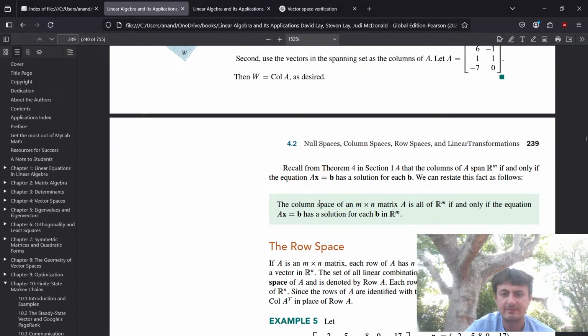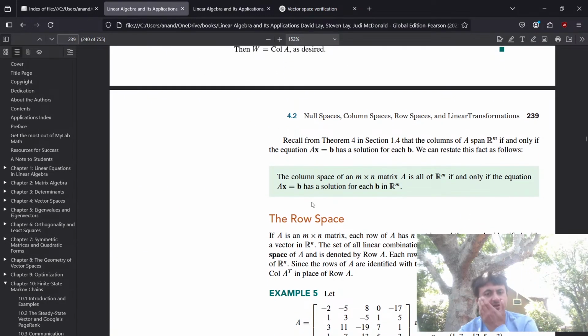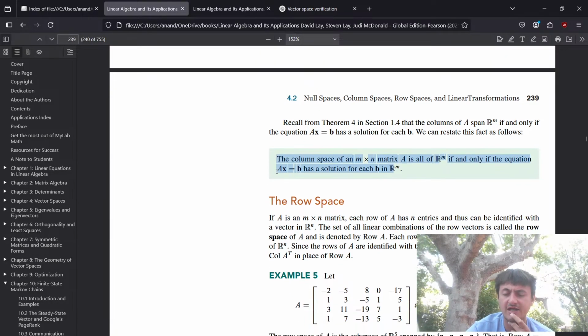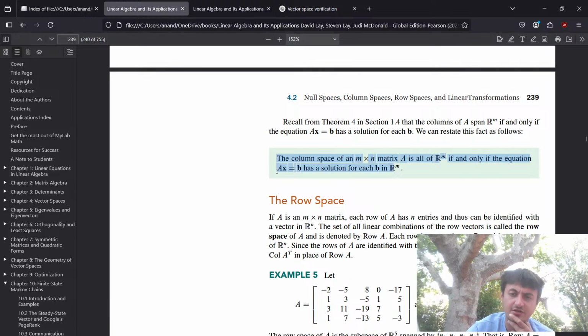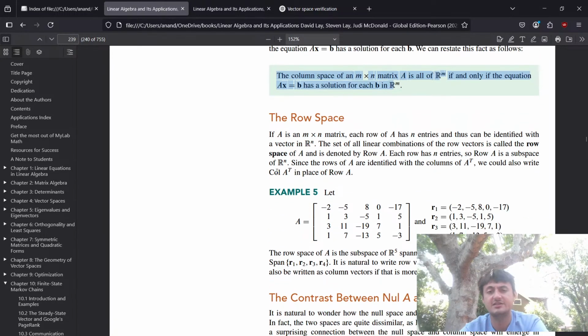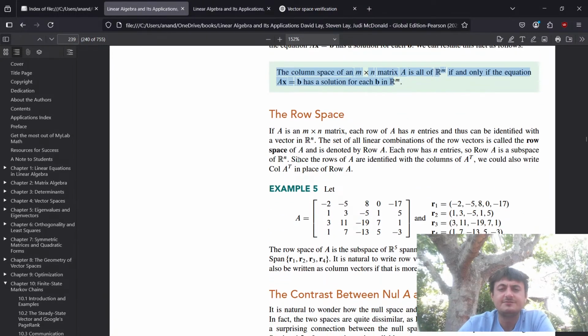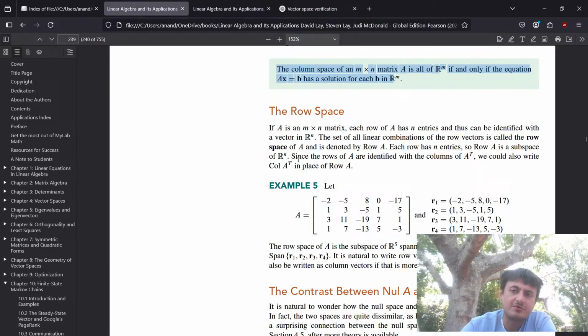Great. The column space of an m by n matrix. Right, this is just reminding us that if the column space of your matrix spans Rm, then it must be that each B in Rm has a solution for X. So it's onto Rm.